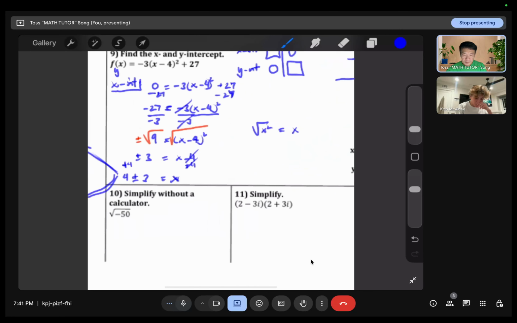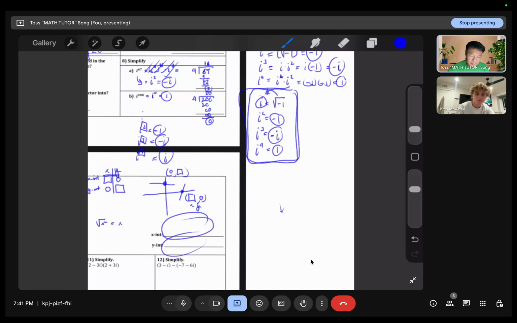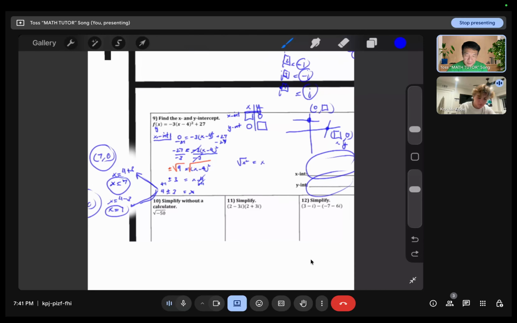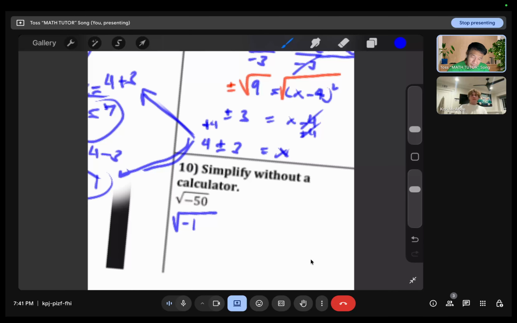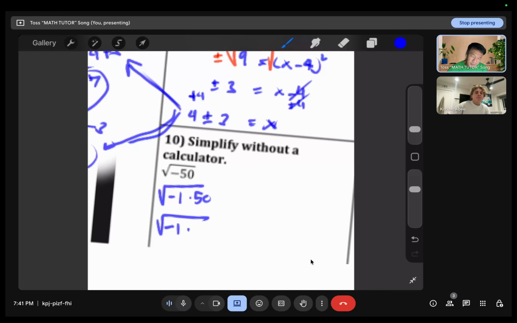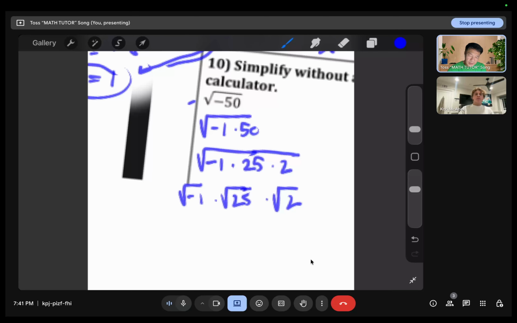All right, number 10. Okay. Now, number 10, it's related to this right here, the i. So let me break it up. If I show you all the work, it will look like this. Root of -1 times 50. I mean, you can shortcut this, then I continue. It will be root of -1 times 25 times 2. You could write 2 times 25, it doesn't matter. Then I'll split them up: root of -1 times root of 25 times root of 2. Some students can go from here to the answer, but let me continue.